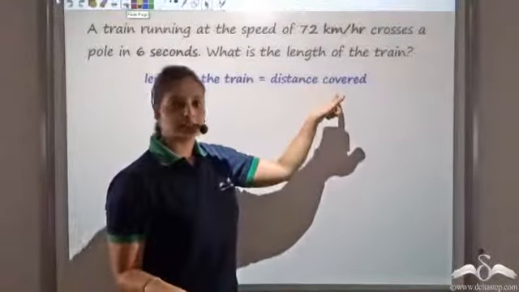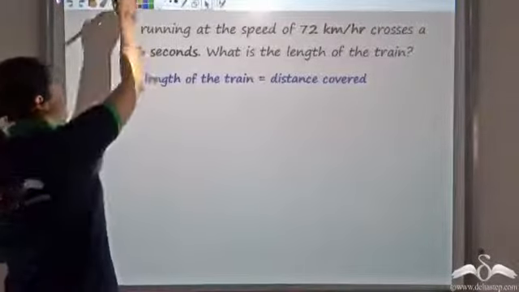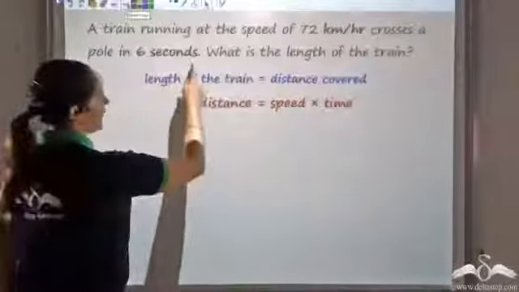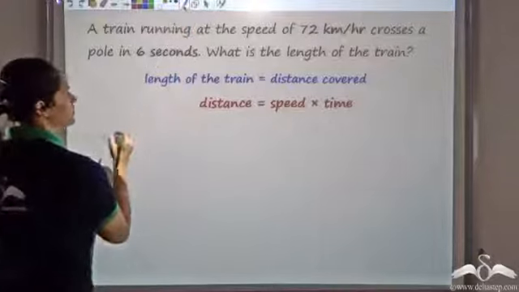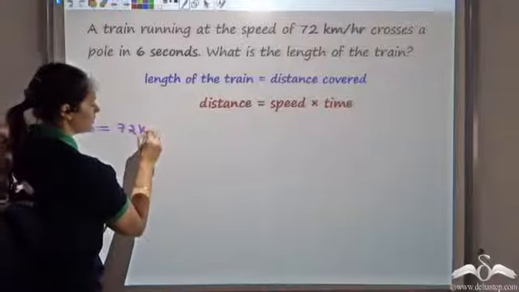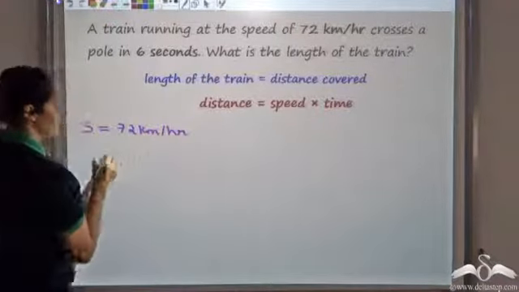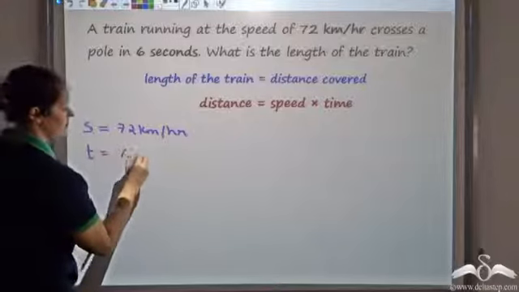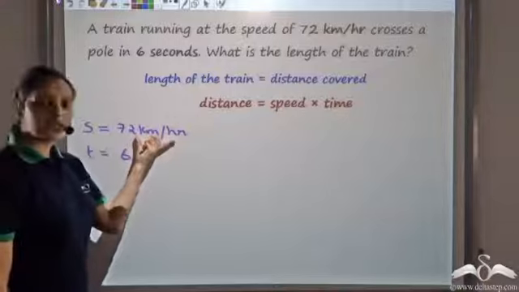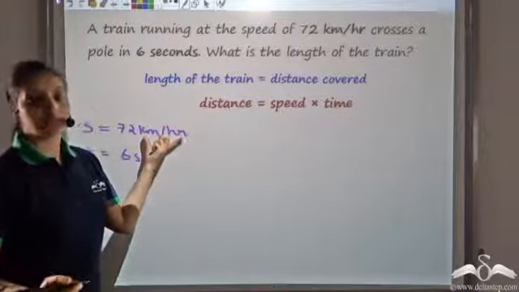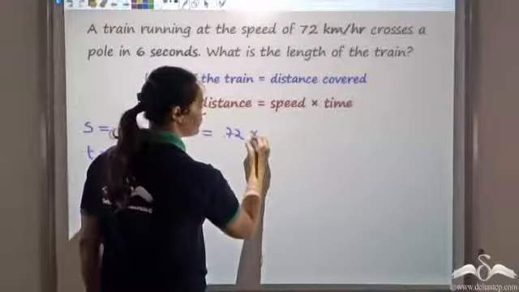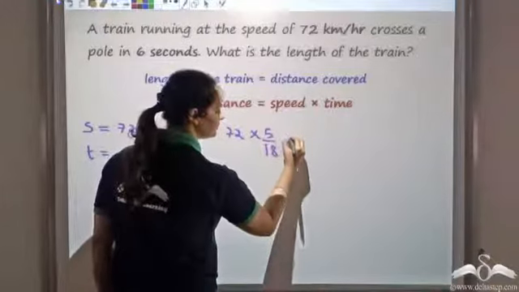And we know how to find the distance. Distance is nothing but speed into time. So we can find it easily now. We know the speed, we know the time. Speed, let's say denoted by S, is 72 kilometers per hour, and time is given as 6 seconds. Now since the units are not the same, I'll convert the speed from kilometers per hour into meters per second. So this would be equal to 72 into 5 by 18 meters per second.